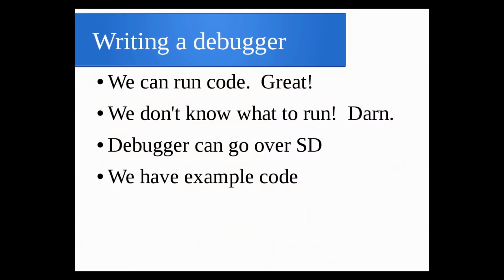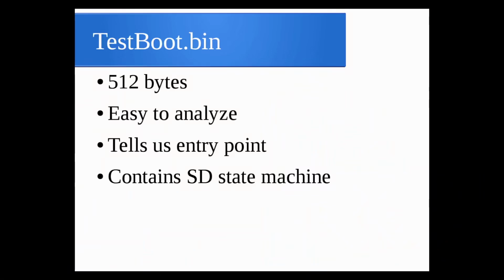Now what? Well, we know that they use the SD protocol to actually run code and get a response. So let's just go ahead and do that. And the nice thing is we have example code. So we have the test boot that it sends first. It's 512 bytes. It's easy enough to analyze. It tells us the entry point, which is really important because that could be anywhere in RAM. And it also contains the SD state machine that they communicate with.